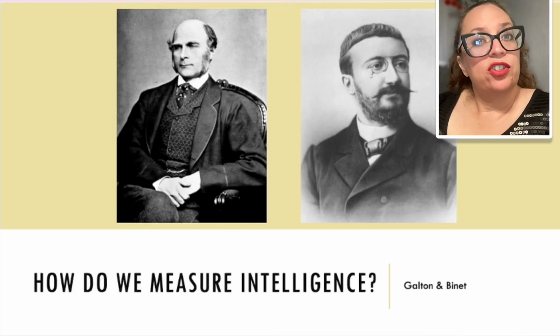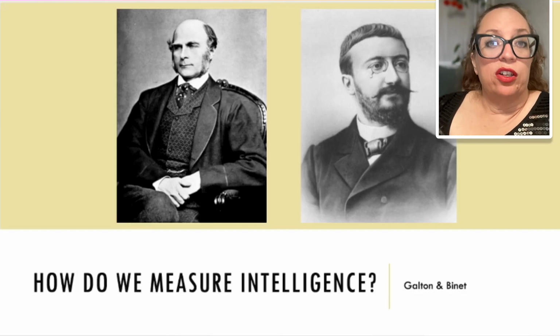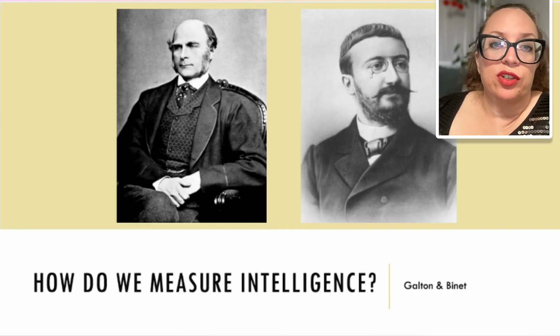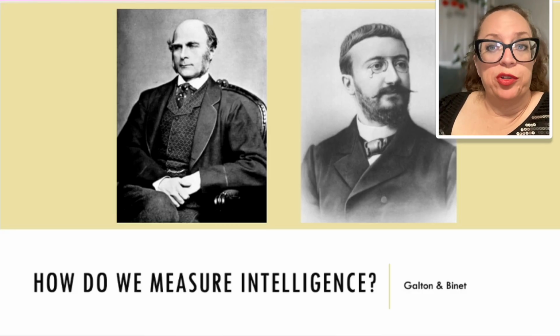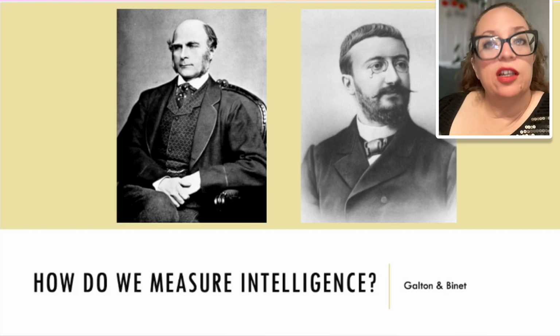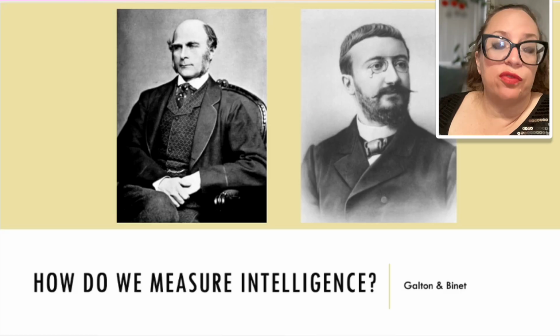So I have two striking gentlemen here, Galton and Binet. These are two famous scientists. Let's start with Galton. We'll go in order of history. Galton was the first to bring up the idea of basically measuring cognitive aptitude. And he said that we should do so by measuring the speed in which people could respond or react to a stimulus, like, for instance, a flashing light.